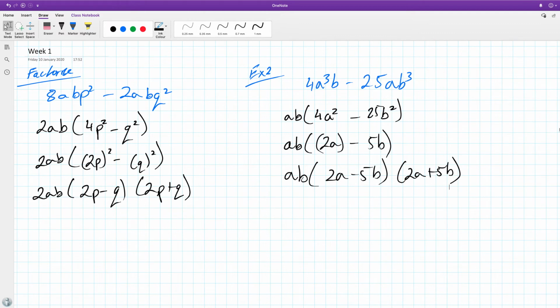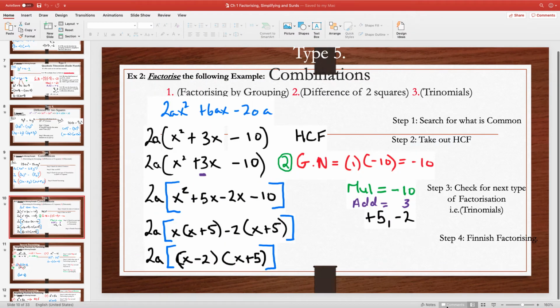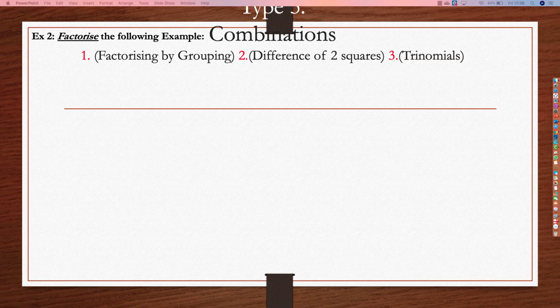Right, last one of these before we jump into the leaving cert. Have a go at this one for me. So this is another combination. But it's not a difference of squares this time, so I have to figure out what to do.